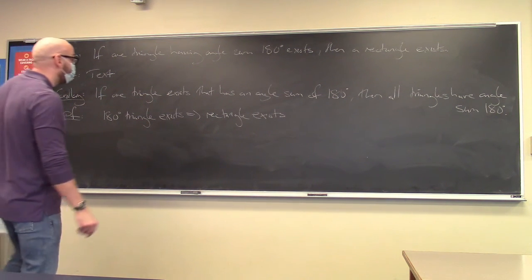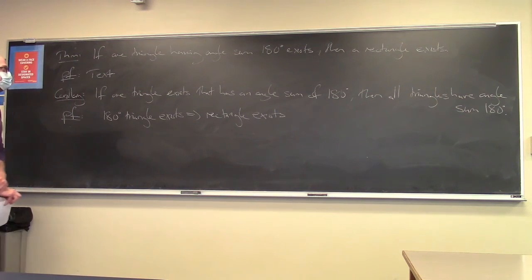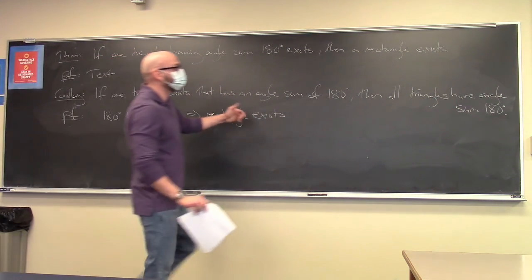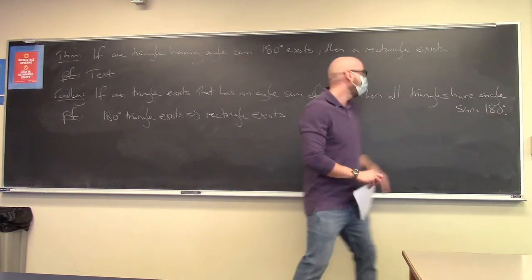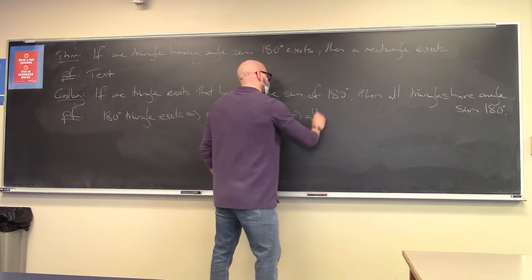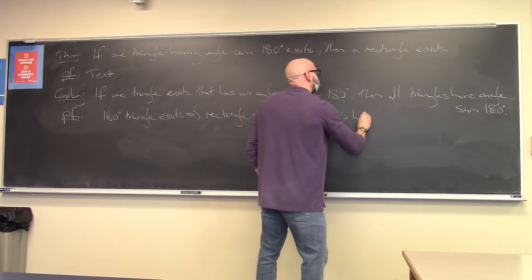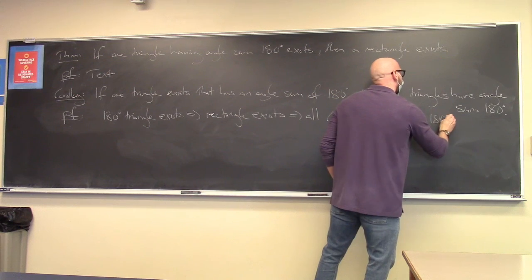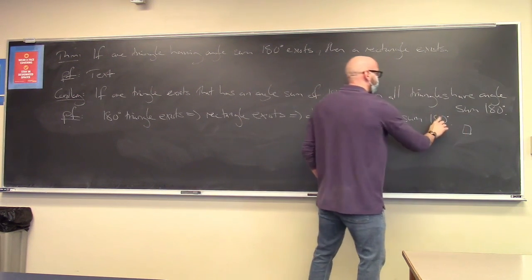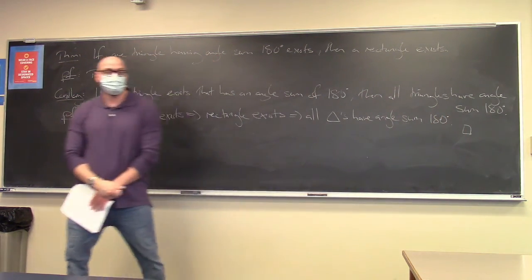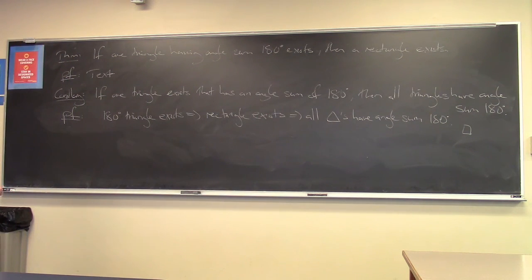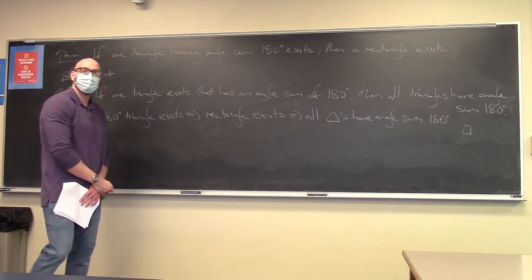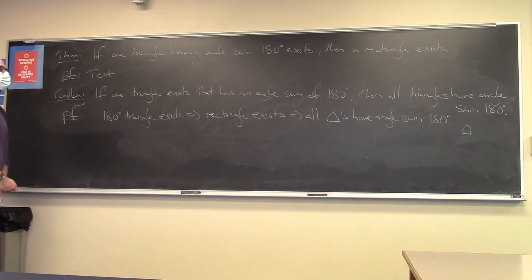And we've just spent the entire beginning of this class proving that if a rectangle exists, then all triangles have angle sum 180, right? So all triangles have angle sum 180. So this is at least somewhere where rectangles come in and help us nicely prove some of these results about triangles. Just piecing all of these results together.